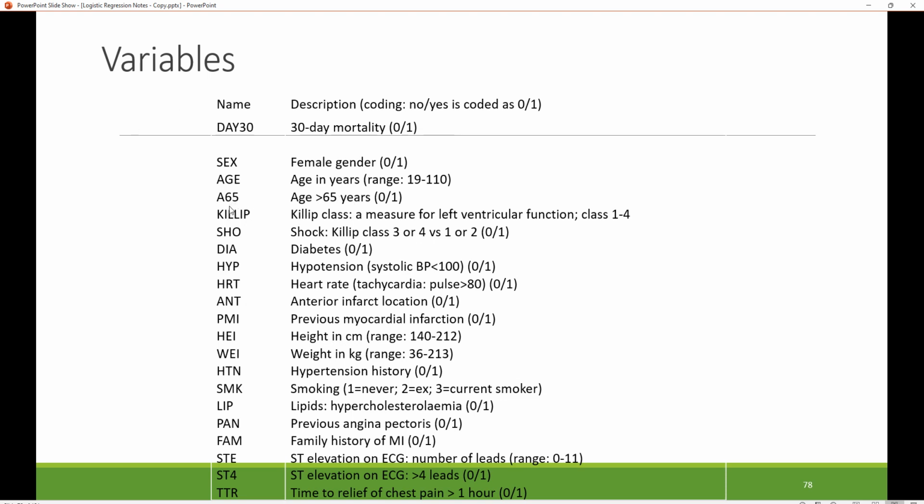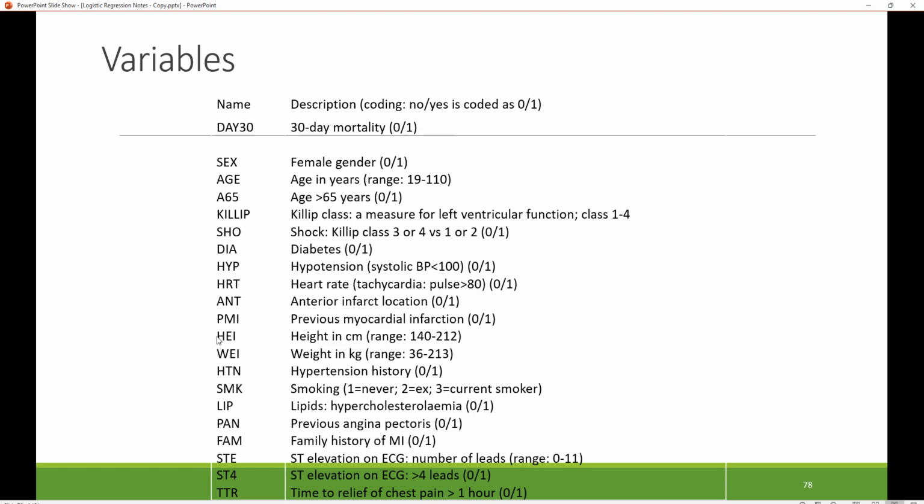We have age 65, KILLUP, which is a Killip class measure of left ventricular function, class 1 through 4. And we have various other predictors like hypotension and heart rate. Tachycardia, with a pulse greater than 80, is coded as 1. So it's not a continuous variable, it's a 0, 1 based off the pulse score. Greater than 80 equals a value of 1.